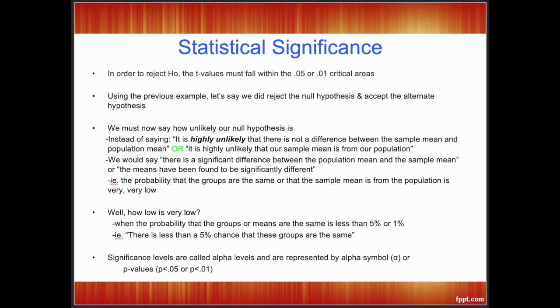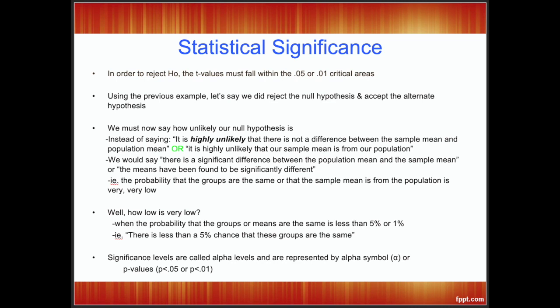And using the previous example, let's say we did reject the null hypothesis, which in turn means that we accepted the alternate hypothesis. Then we must now say how unlikely our null hypothesis is. So instead of saying it is highly unlikely that there is not a difference between the sample mean and the population mean, or instead of saying it is highly unlikely that our sample mean is from our population, we would say there is a significant difference between the population mean and the sample mean.